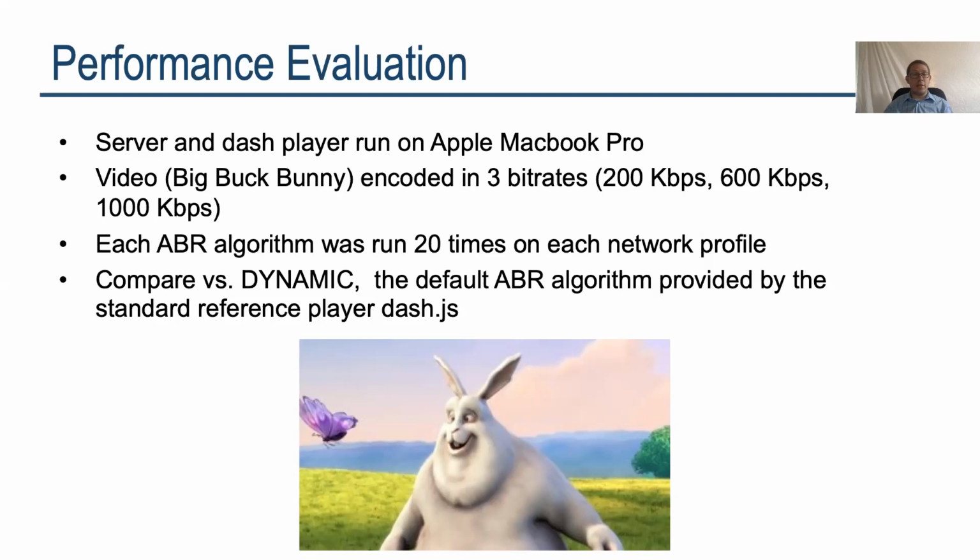The video used for testing is Big Buck Bunny, and each video is encoded in 3 bit rates of 200 kilobits per second, 600 kilobits per second, and 1000 kilobits per second. The associated video qualities of these bit rates are 360p, 480p, and 720p respectively. Each ABR algorithm, Stallion and Dynamic, was run 20 times on each of the 5 networking profiles described on the previous slide.